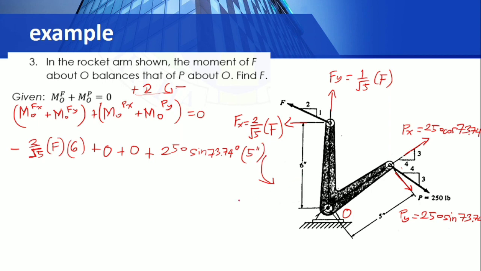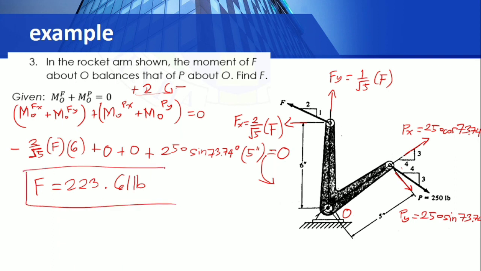Okay? So, ngayon, makukuha na natin yung magnitude ng ating force F. Okay? So, equal to 0 yan, no? That is equal to 0. So, pwede natin idiretso na lang ito sa ating calculator. So, solving for F, it will give us 223.61 pounds. Okay? So, this will be our final answer. Ito na yung magiging value ng force F natin in order to balance yung ating rocket arm. Okay?